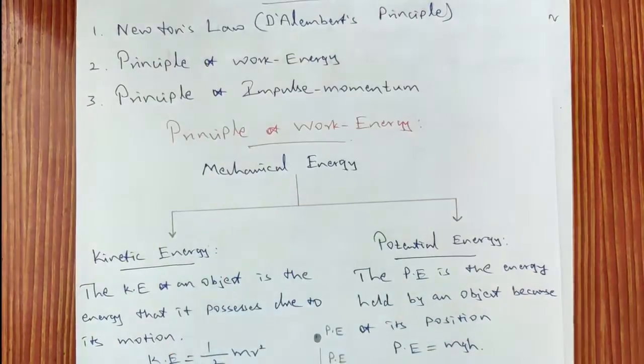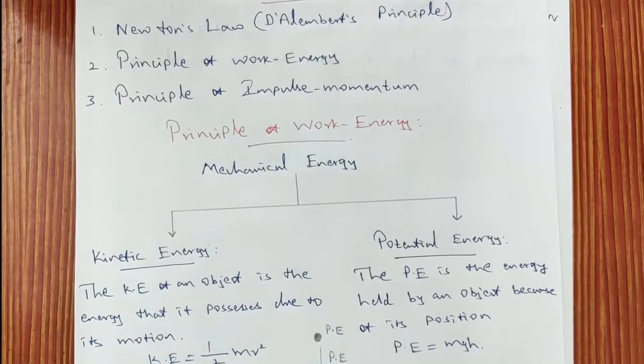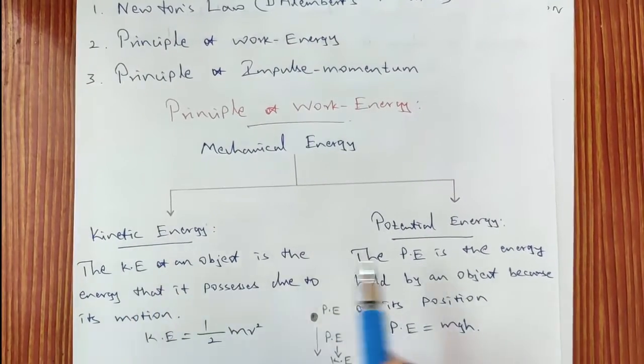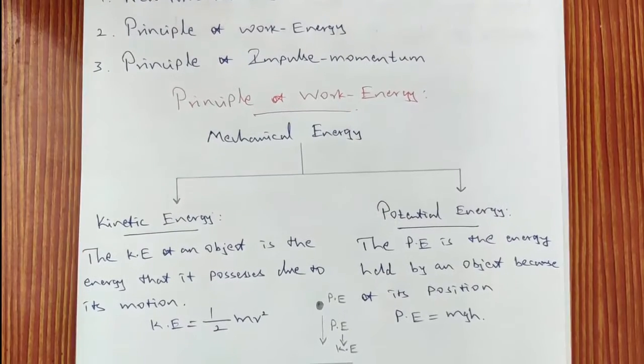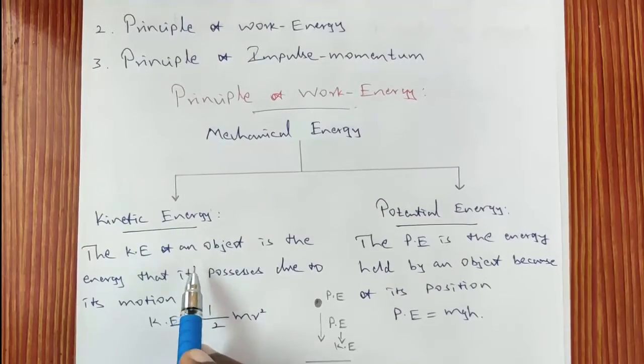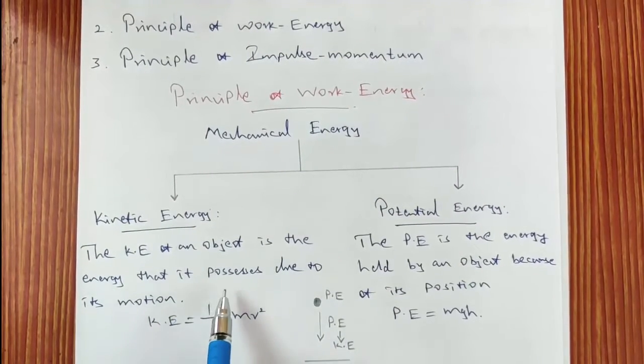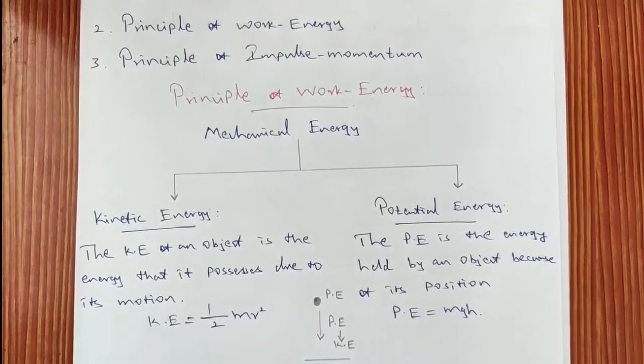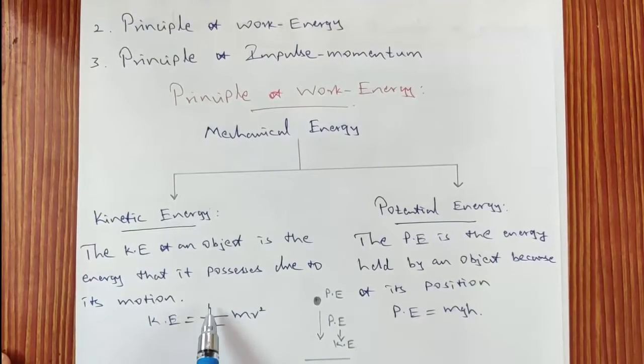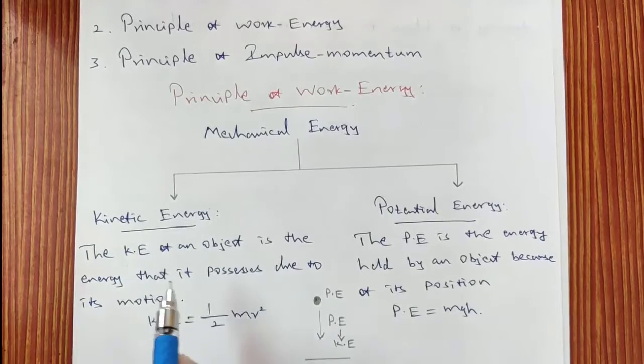The mechanical energy can be classified into two types. The first one is kinetic energy and the second one is potential energy. The kinetic energy of an object is the energy that it possesses due to its motion. The kinetic energy is equal to half mv square, where m is the mass and v is the velocity in meter per second. So this kinetic energy is the ability of the body to do work.